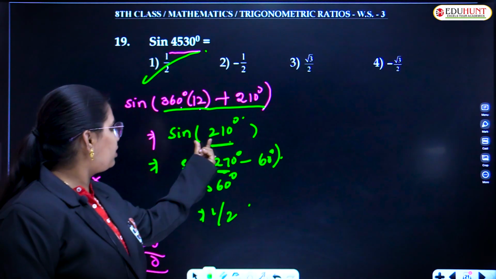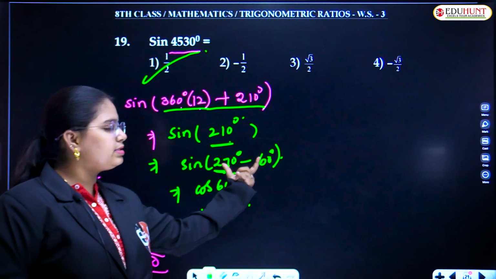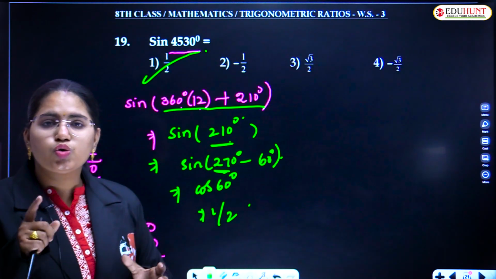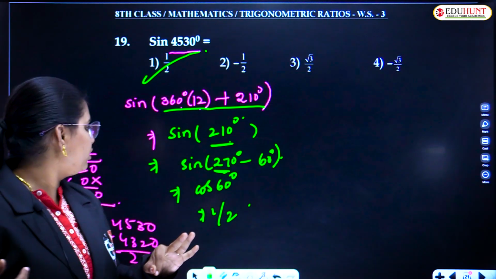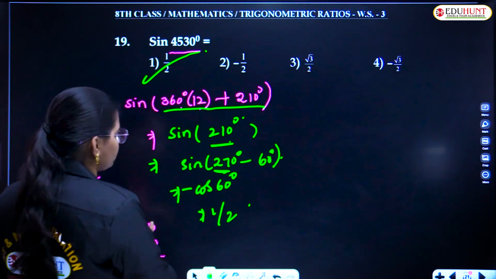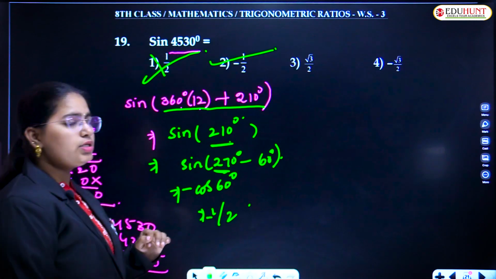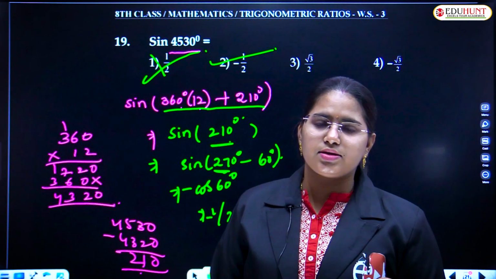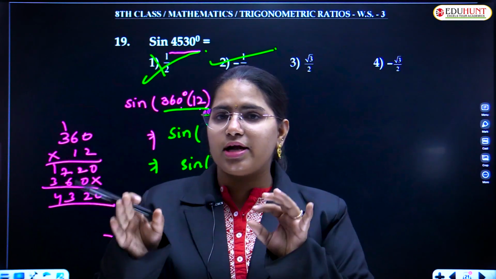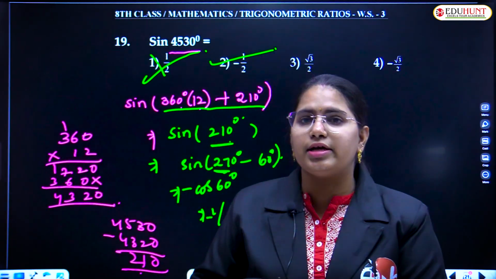I am just writing it in the form of 270 minus theta. 270 minus theta lies in which particular quadrant? Third quadrant. In the third quadrant, sine is what? Negative. So that means we get minus cos. That means the answer is option B, minus 1 by 2. You need to be very careful with the signs, guys. So 270 minus theta lies in the third quadrant, and in the third quadrant, sine becomes negative.